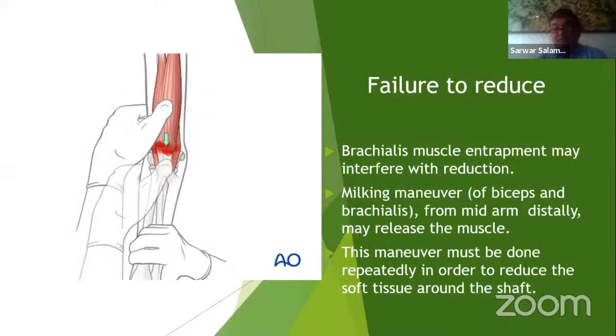In some cases, it may not reduce. Why it may not reduce: there could be brachialis muscle entrapment. And we have to milk it out. It is called the milking maneuver of the biceps and the brachialis, and we should start from the mid arm and go distally. We might have to do it repeatedly, and then the muscle may come out of the fracture fragments. So this milking maneuver we should know. Very rarely this happens, this interferes with the reduction.